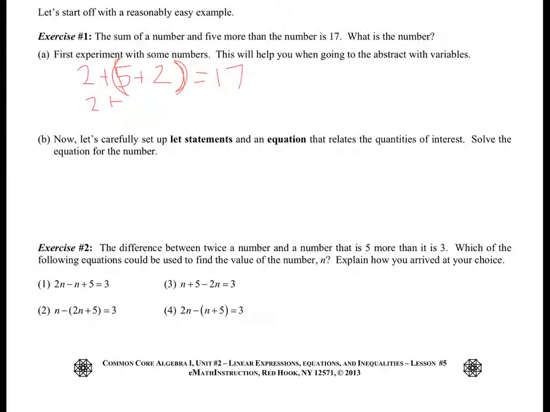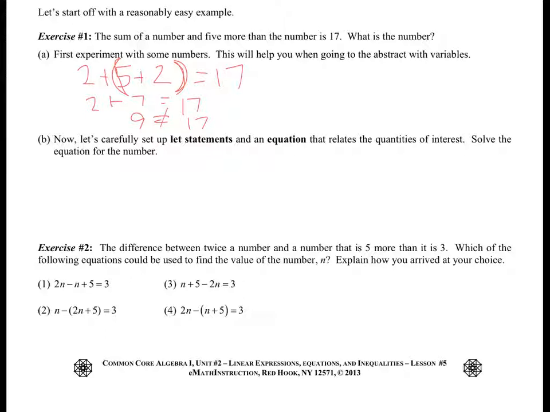So 2 plus 7 equals 17. Well, does 9 equal 17? No, so 2 cannot be the number. So we need to think about going through, and we need to find what that actual number is.